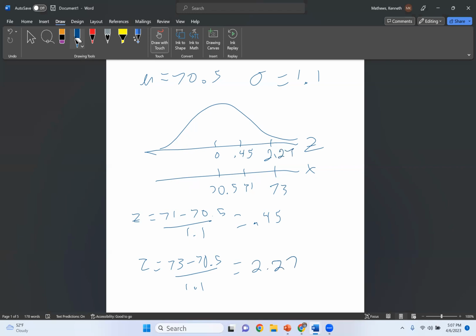Okay, so here's our partitions, and we're trying to find the area between those two z values. So I'm going to look up 0.45 on my z table, and that's going to give me this area to the left of 0.45. Then I'm going to look under 2.27 on my z table. That's going to give me the area to the left of 2.27. I'll subtract those two areas to get the area in between.